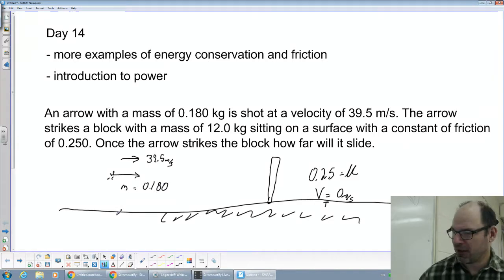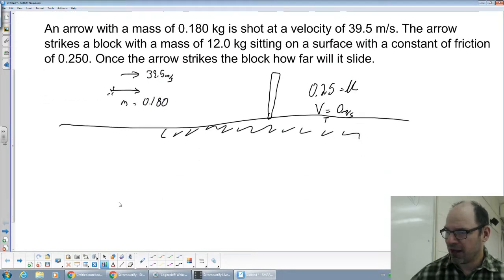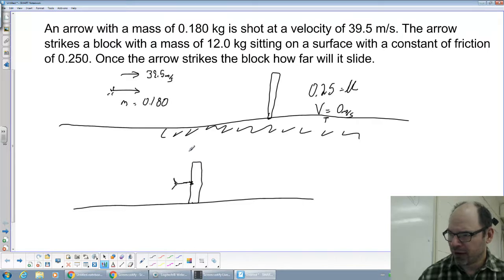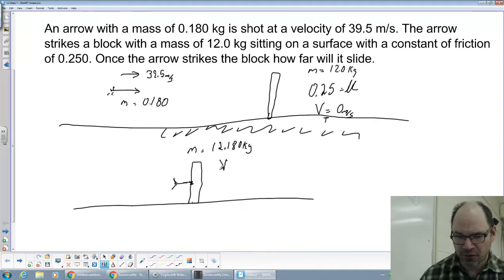Then we're going to have an after situation where the block and arrow are together like this. That mass is going to be both of the masses together. We should have put the mass of the block up here too. So the total mass is going to be 12.180 kilograms.